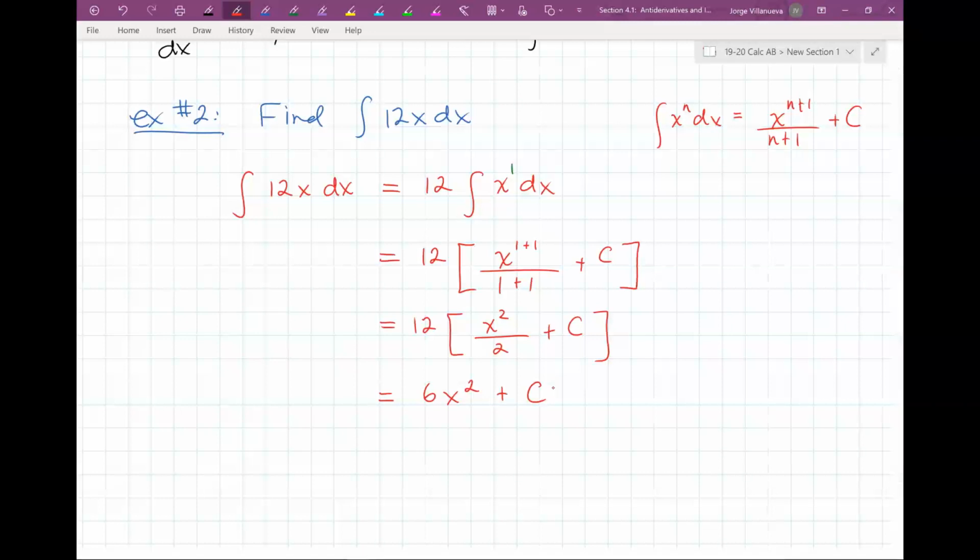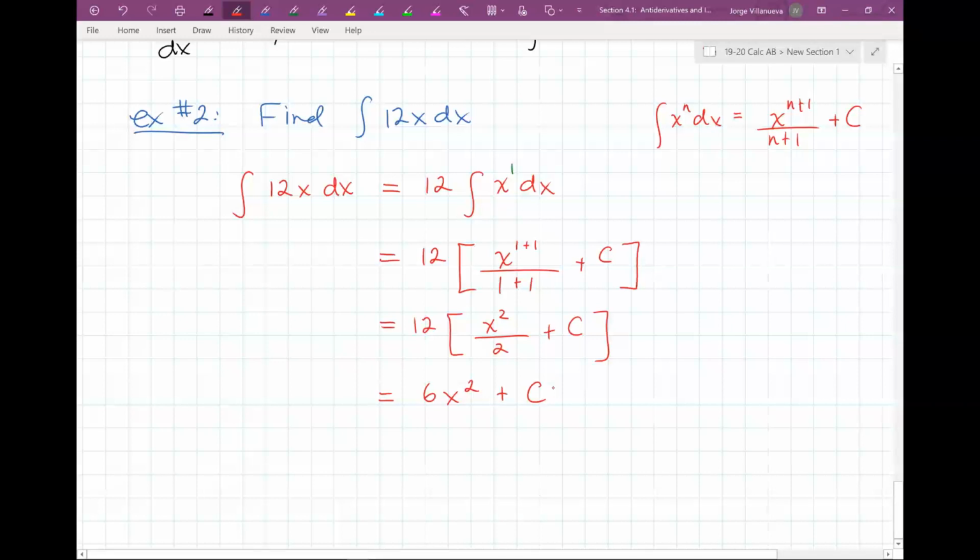Now, if you're wondering where did the 12 go, well, what's 12 times a constant? So any number. So what's a number times a number? It's a number, so I'm just going to put plus c. It's 12c, but 12 times a constant is still a constant.